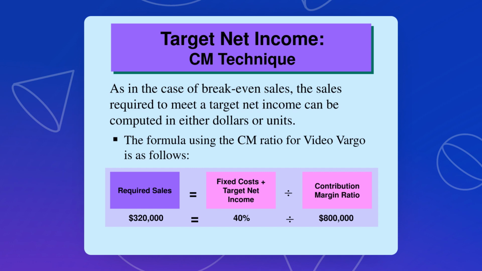So, how do we compute for the formula? Required sales equals the fixed cost plus our target net income divided by our contribution margin per unit. Sorry, this formula is wrong. It should be 320,000 divided by 40%. The answer here is 800,000. Again, the formula is correct: fixed cost plus target net income divided by the CM ratio. Our sales is 800,000.